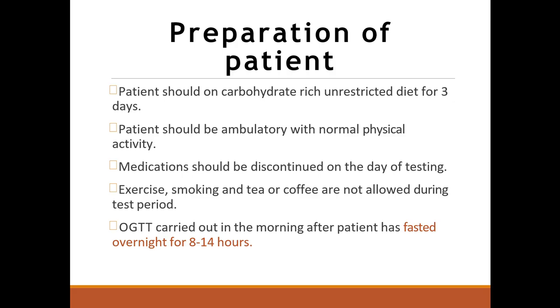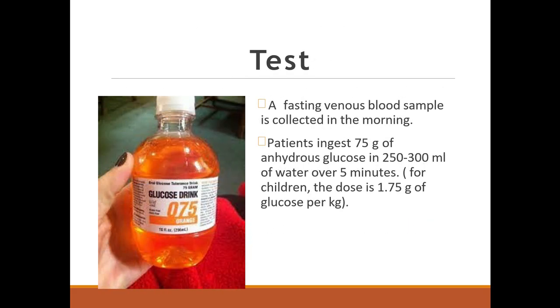The patient is fasted overnight for 8 to 14 hours. Test: a fasting venous blood sample is collected in the morning. Patients ingest 75 gram of anhydrous glucose in 250 to 300 ml of water over 5 minutes. For children, the dose is 1.75 gram of glucose per kg.